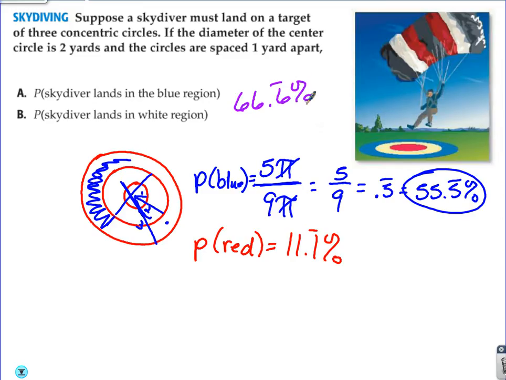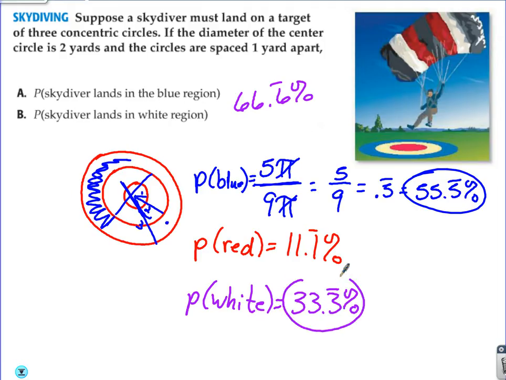Well, that only leaves the probability of the white, which would be the rest of the 100%, which I believe would be 33.3 repeating percent. That's the easy way of doing white.